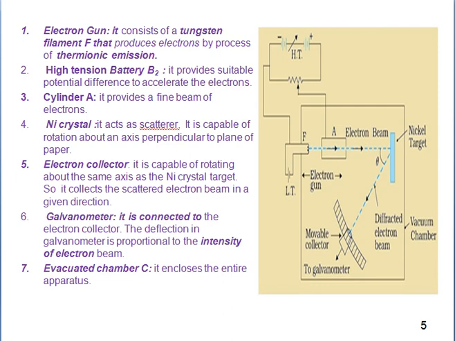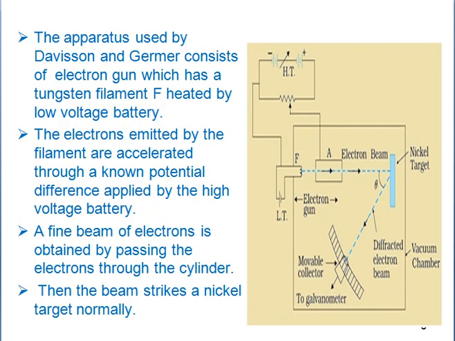The last one is the vacuum chamber. It encloses the entire apparatus. So this is the construction of this experiment. Next, the working of the Davisson and Germer experiment.